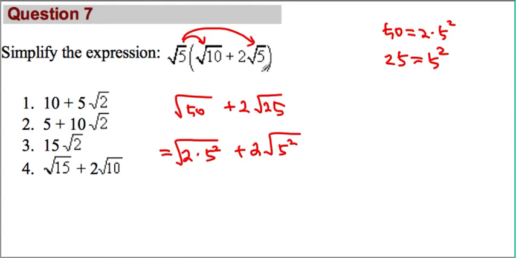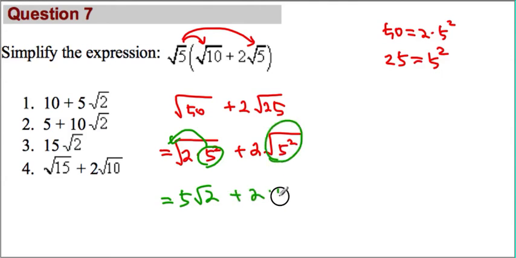Now, 5 squared comes out here, becomes 5 radical 2. Now, plus 2 times this entire thing becomes simply 5. So our answer is 5 radical 2 plus 10, which is choice 1.